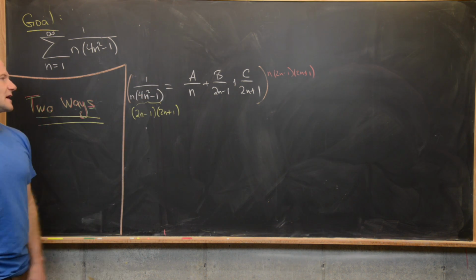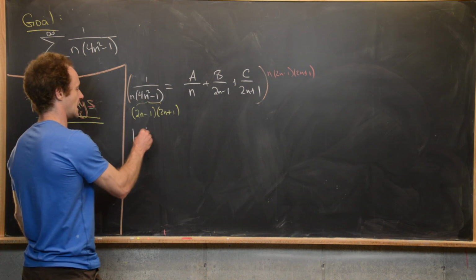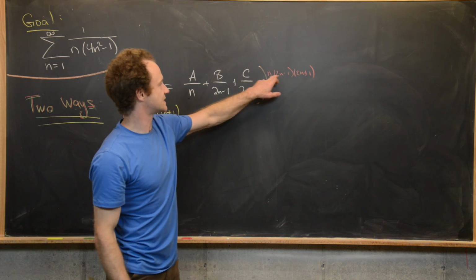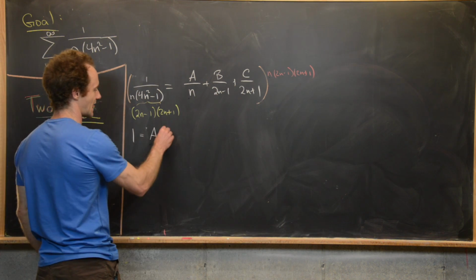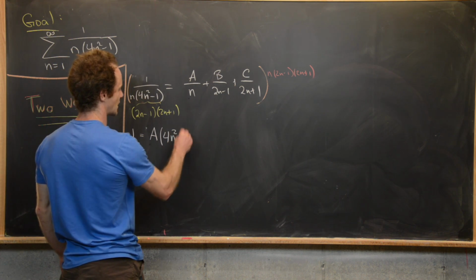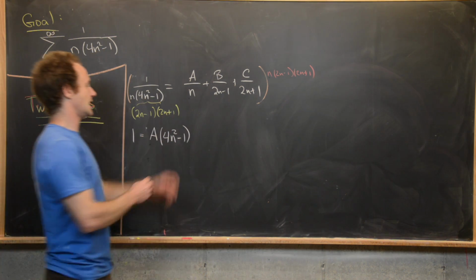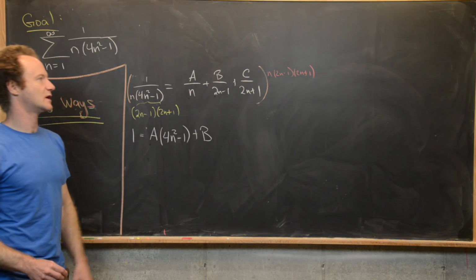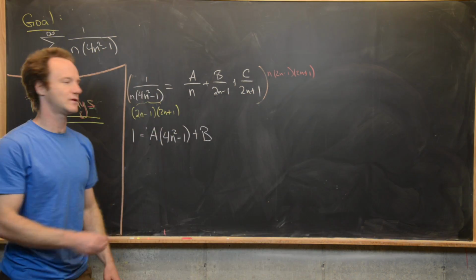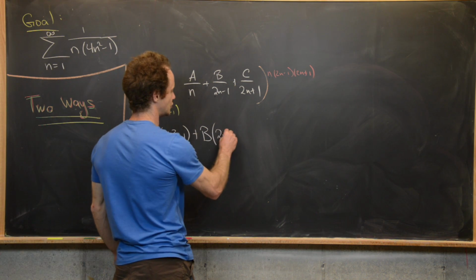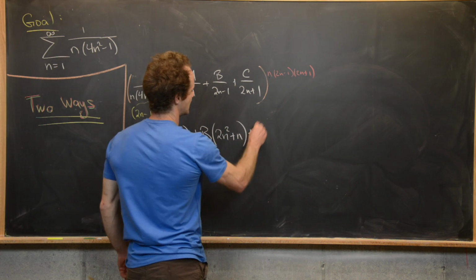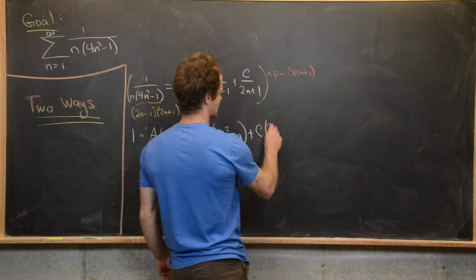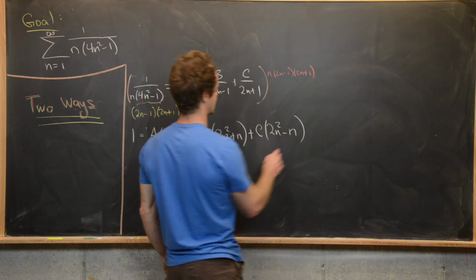So notice that's going to multiply the left-hand side and just give us 1. And then on the right-hand side, we'll have a times, well, the n cancels, and we're left with 2n minus 1 times 2n plus 1. But I'm going to go ahead and rewrite that as 4n squared minus 1. Now next, we're going to have b. But now the 2n minus 1 cancels with this 2n minus 1, and we're left with n times 2n plus 1. But I'll go ahead and write that as 2n squared plus n. And then we have a similar thing happening with the c term. The 2n plus 1 will cancel, and we're left with 2n squared minus n.